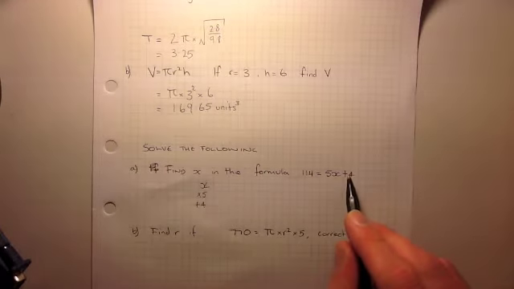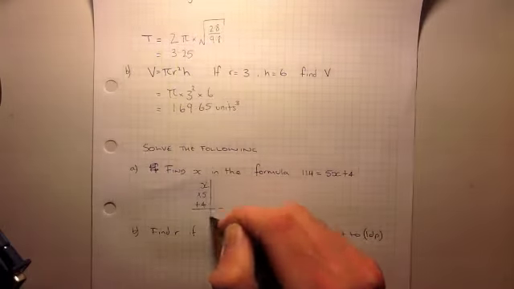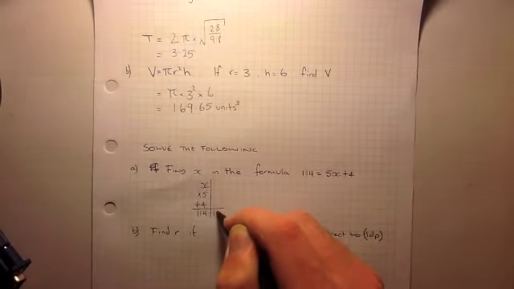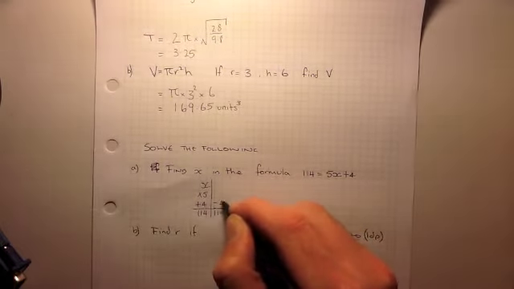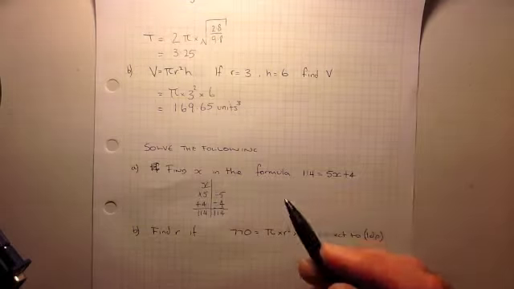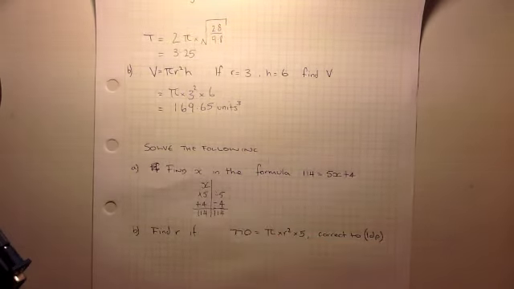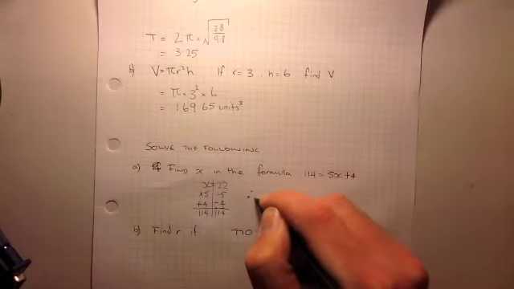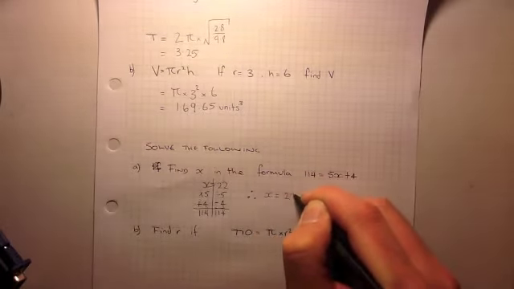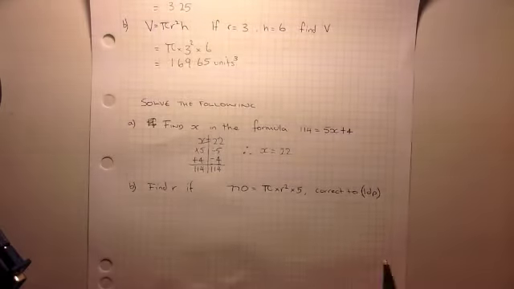There's nothing else left on this side of the equation for x, so I draw my lines, 114, and I go up doing the opposites. Minus 4, divide by 5. 114 minus 4 is 110. 110 divided by 5 is 22. Therefore, x equals 22.